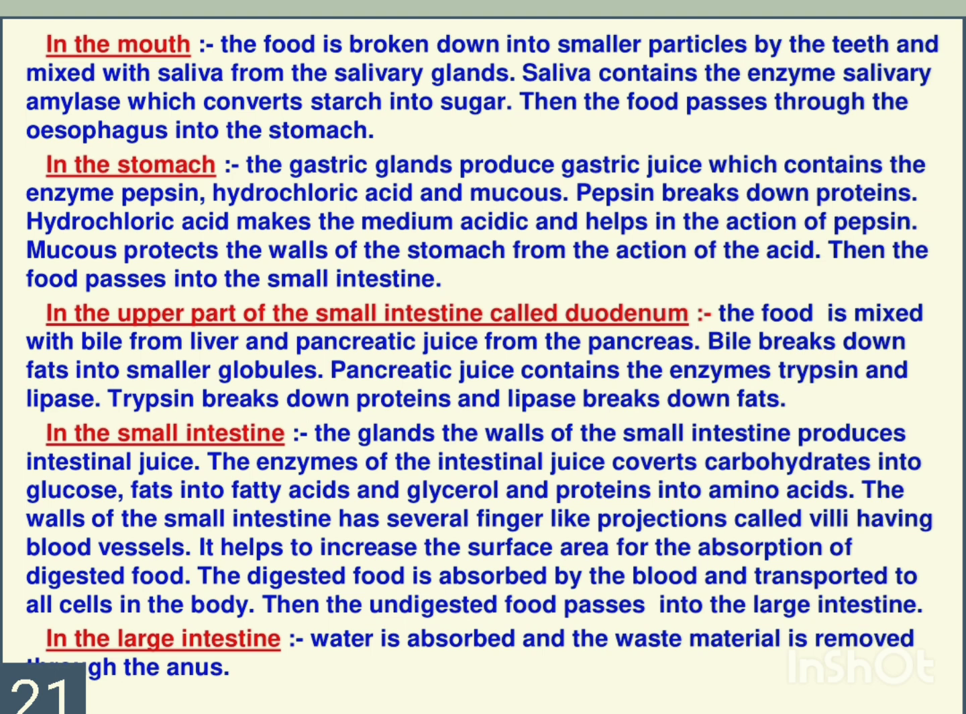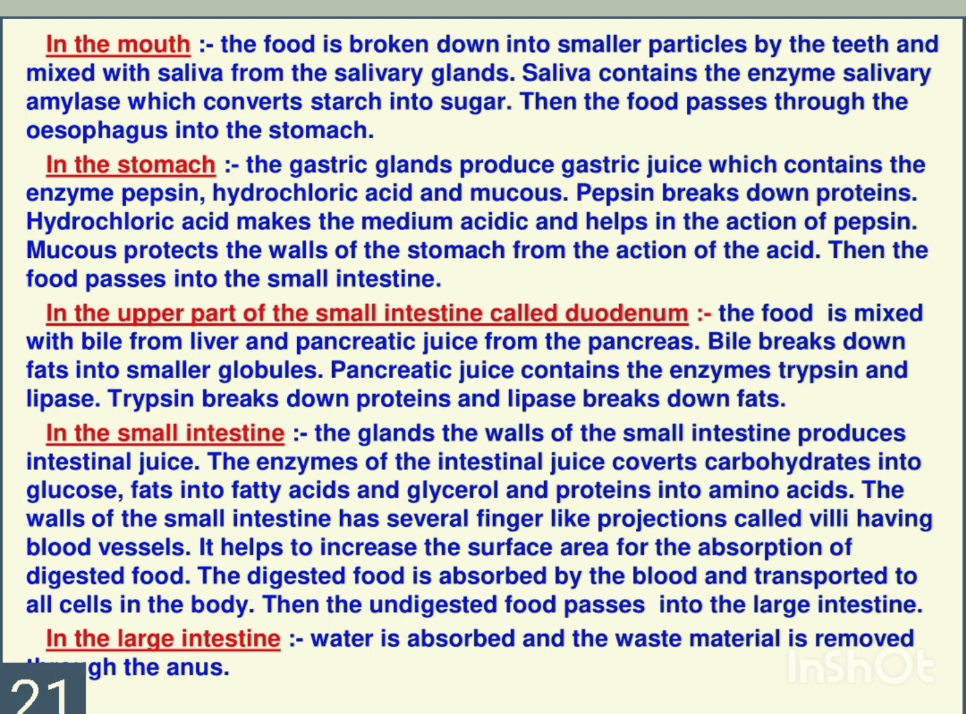Which enzyme is produced by them? The enzyme pepsin is produced by whom? It is produced by the gastric glands. Along with the pepsin, HCl, that is hydrochloric acid, and mucus are also produced in the gastric glands.